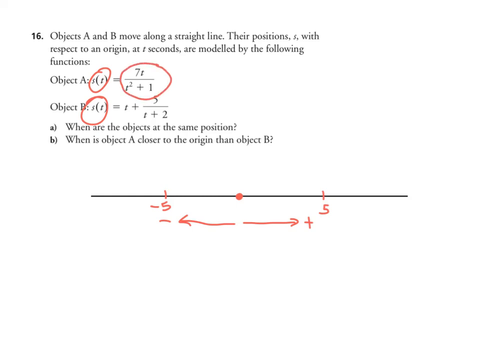Okay, so its position depends on the time. And so its position is just 7t over t squared plus 1. And the position of object B is just t plus 5 over t plus 2. And we want to know when the objects are at the same position. So when are they equal?